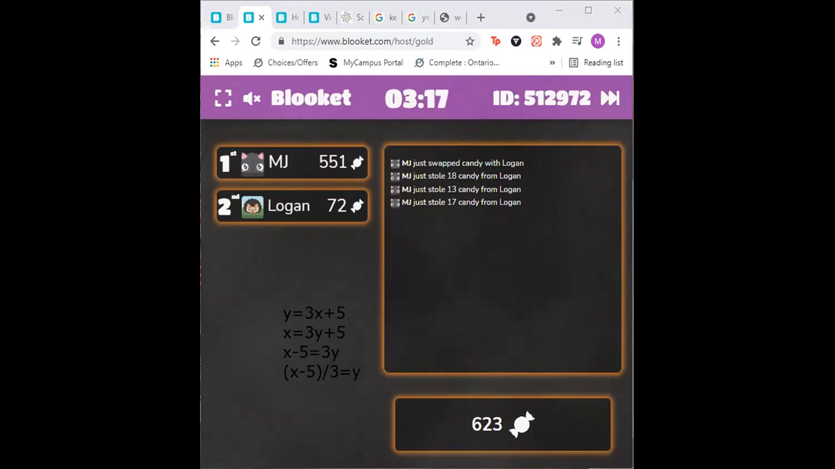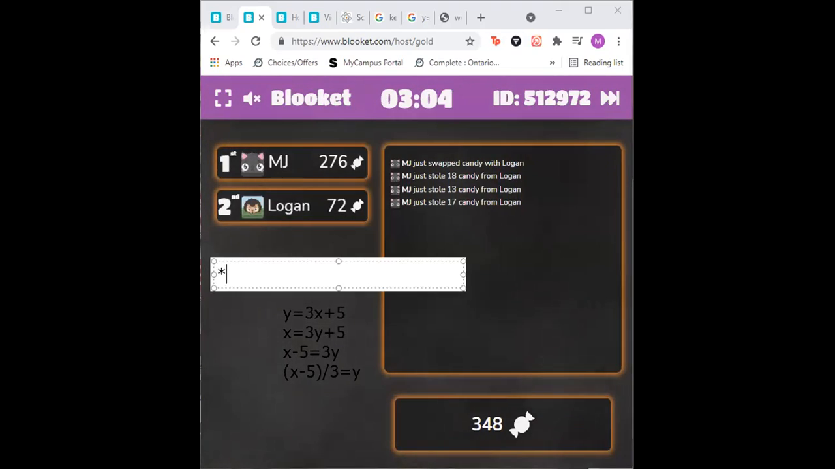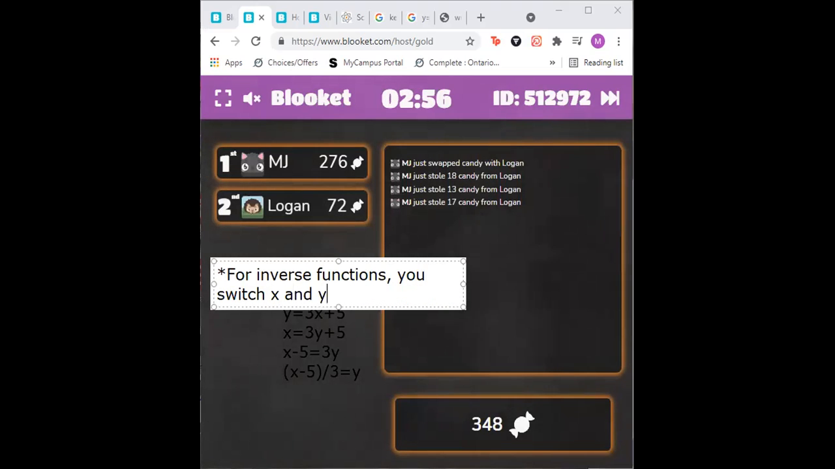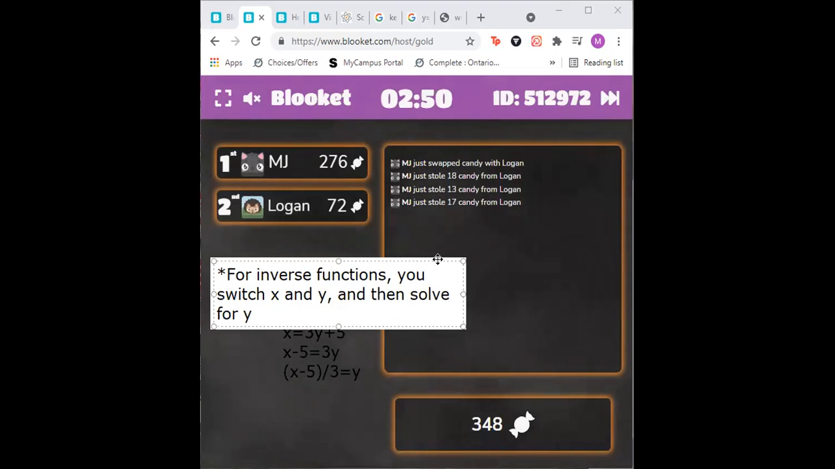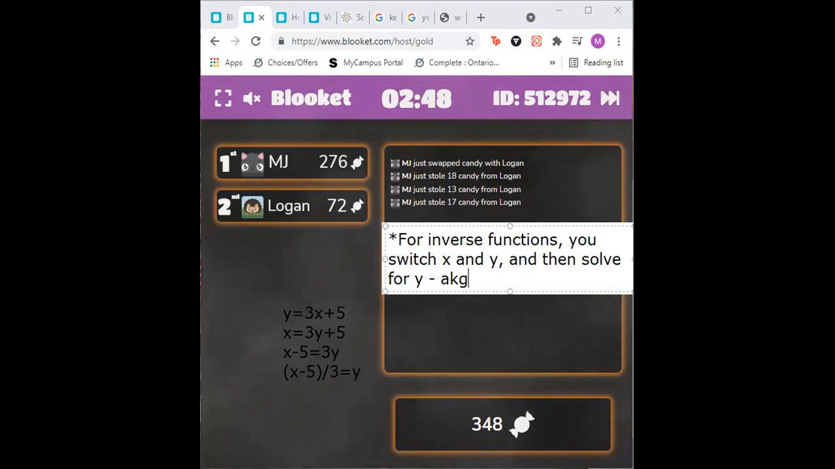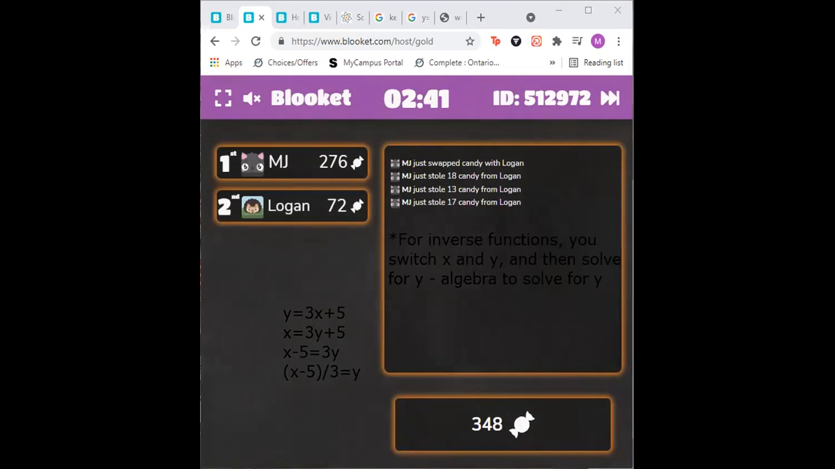Yeah, that's the equation 3x plus 5. So then you switch the x and y. I'll make a sentence explanation for it. For inverse functions, you switch x and y and then solve for y. So you just use algebra to solve for y. That's the type of thing, if you knew it now, you'd be an A+ student.